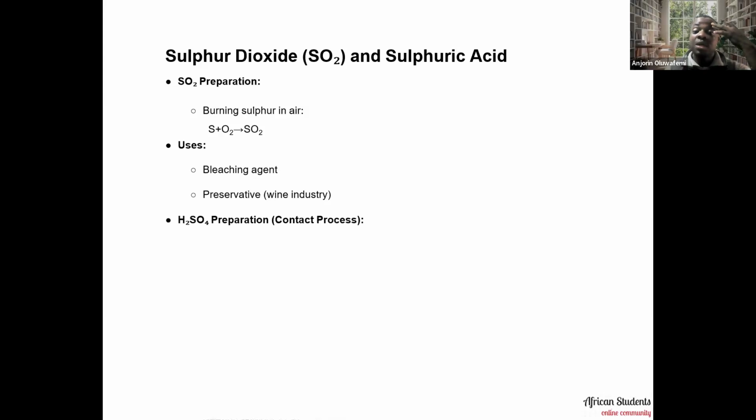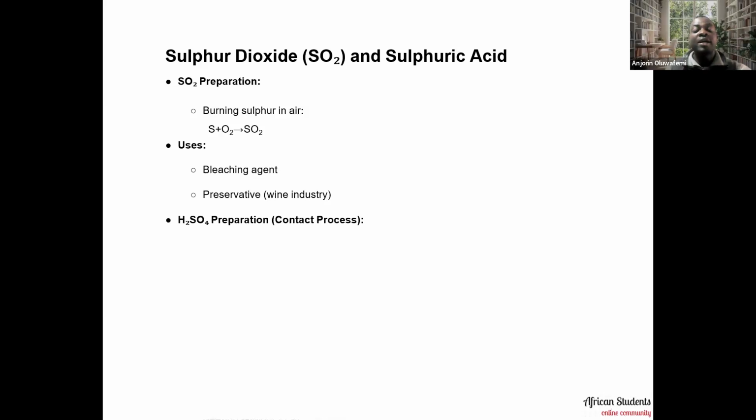Basically, sulfur 4 oxide, SO2, is prepared by burning sulfur in air. When sulfur is burnt in air, you can get sulfur 4 oxide. What are the uses of sulfur 4 oxide? One use is that it can be used as a bleaching agent. It can also be used as a preservative in the wine industry.